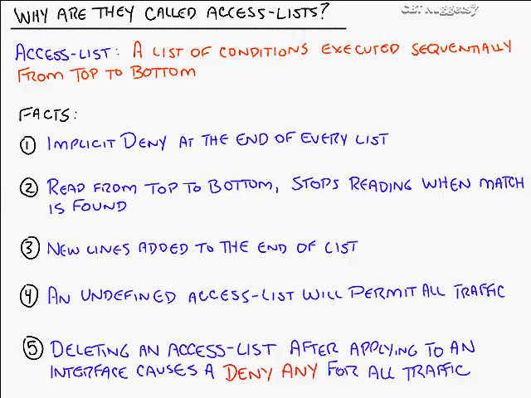The bummer thing about the implicit deny is that it doesn't show up in any show commands. When you do a show IP access list, you won't see that implicit deny.